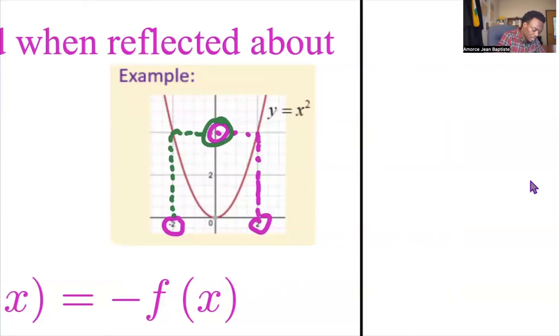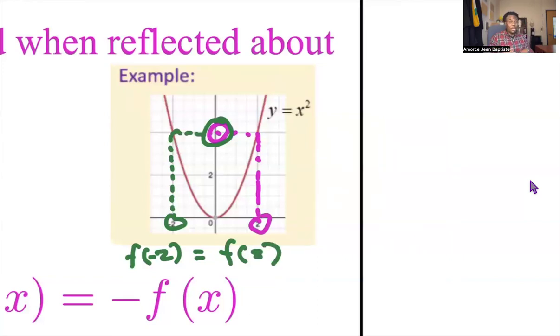That makes this an even function, because f of negative 2 is the same as f of positive 2, but it's not only for 2, it works for any value. You want to check for negative 1 and positive 1? If you continue to look at the function, it would still be that.